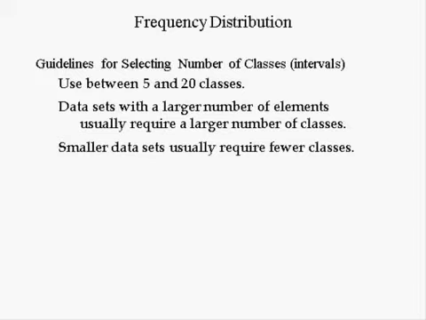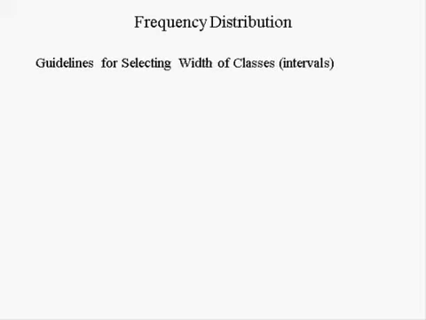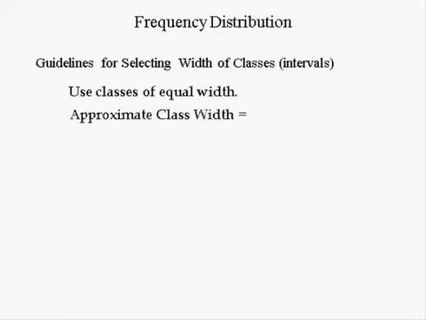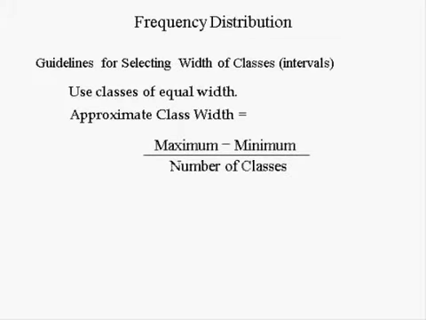The goal of choosing the number of classes is to get a good idea of what the distribution might look like. Next, you must decide how wide each interval should be. The following guidelines for selecting class width represent a rule of thumb. Pick nice numbers like 5, 10, 25, 50, 100, etc. First and foremost, use class widths of equal width. The approximate class width is found by subtracting the minimum from the maximum value and then dividing this difference by the number of classes you want.